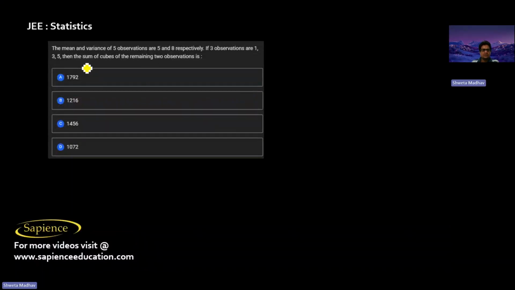So here it is told the mean and variance of 5 observations. So there are 5 observations, x1, x2 till x5. So their mean value x bar, that is 5, and their variance, that is sigma x square, that is 8. And if 3 observations are 1, 3, and 5, let's say they are x3, x4, and x5.